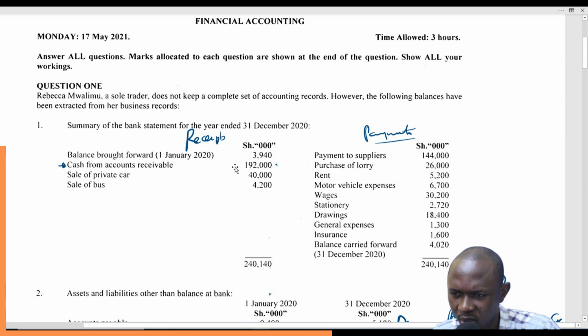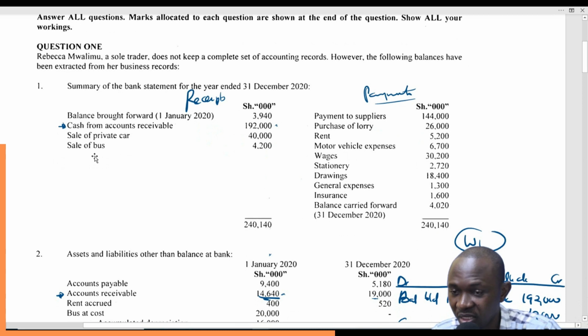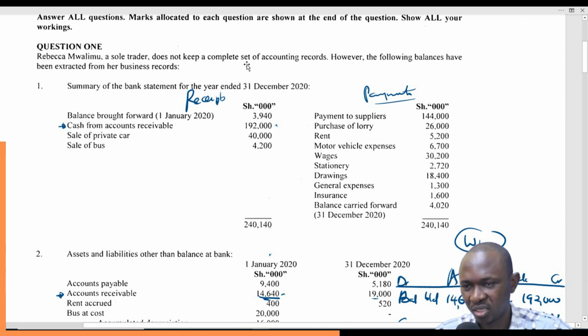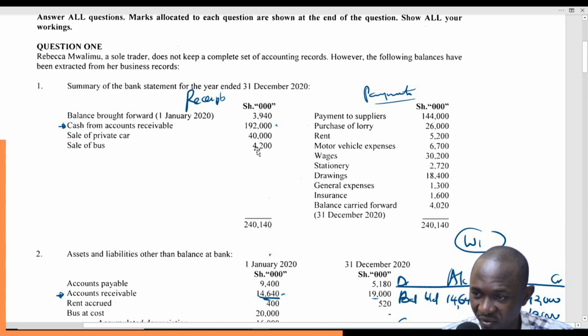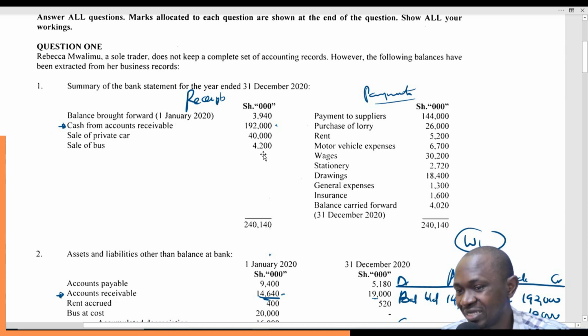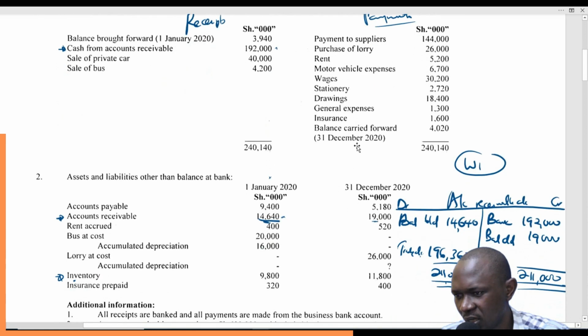Cash from sale of private car 40,000, sale of bus 4,200. For any sale, this is the sale of a private car, 40,000, and the private car doesn't have anything to do with the business. Sale of bus, 4,200. We have to find out the value of this bus. If the value of the bus was higher than what was sold, then it's a loss. But if it was less than what was sold, then it's a gain.